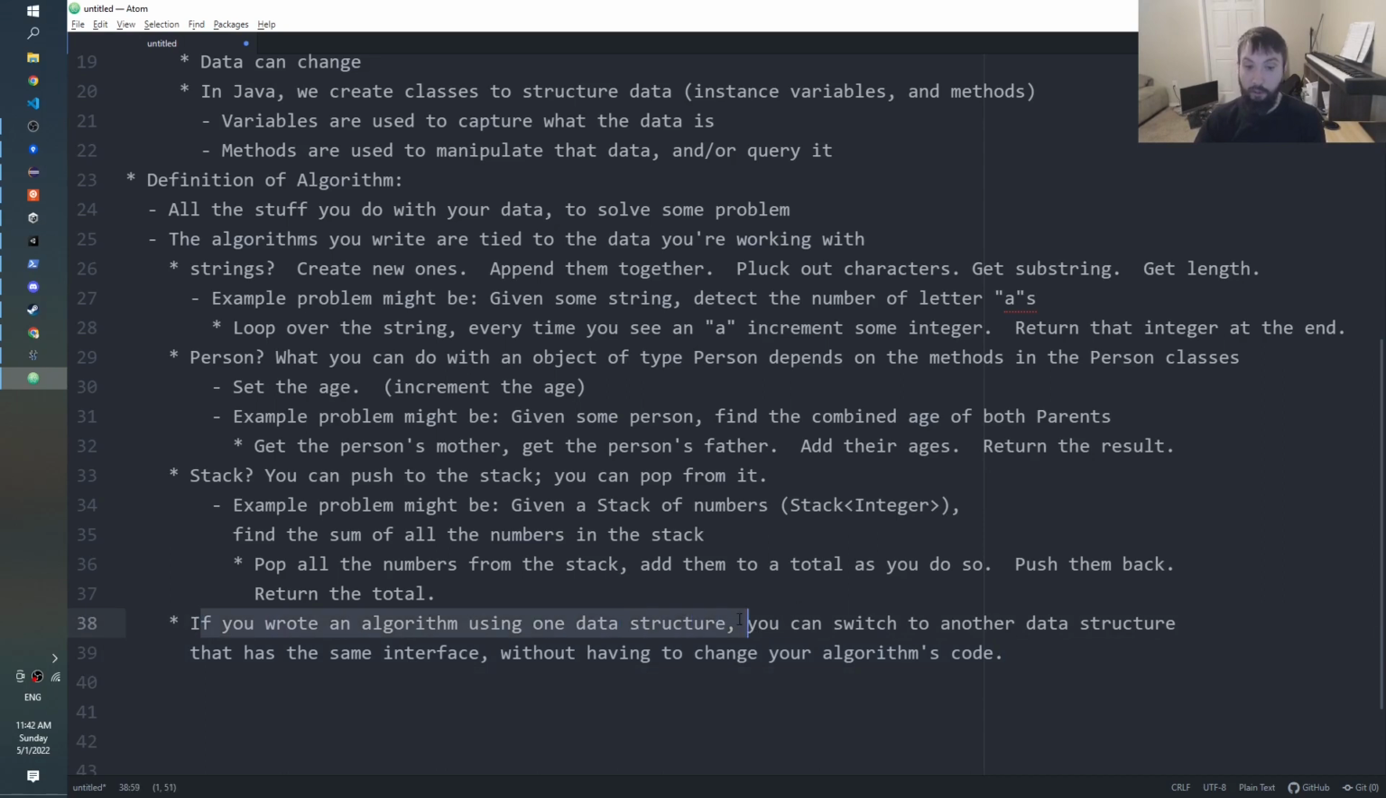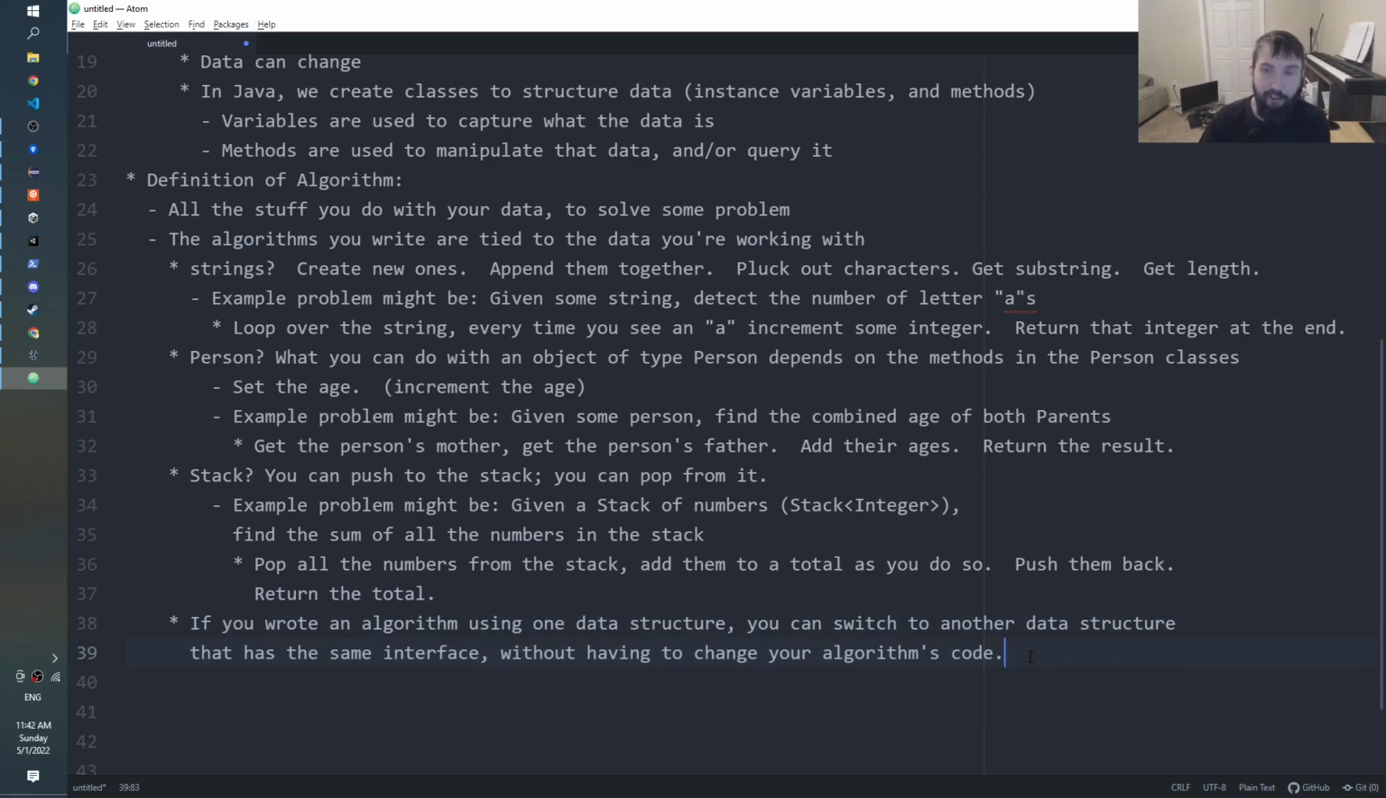If you wrote an algorithm using one data structure, you can switch to another data structure that has the same interface without having to change your algorithm's code. That is the selling point of an interface. If someone asks you, why should we use interfaces? Or if you're wondering, why should we use interfaces? This is it in a nutshell. It's the ability to switch.